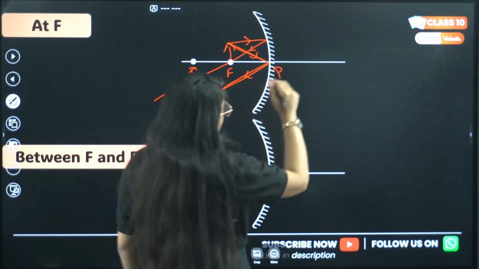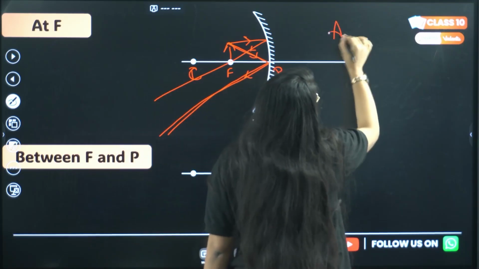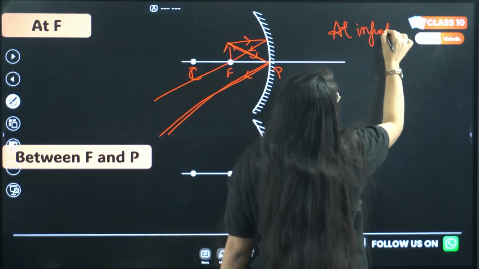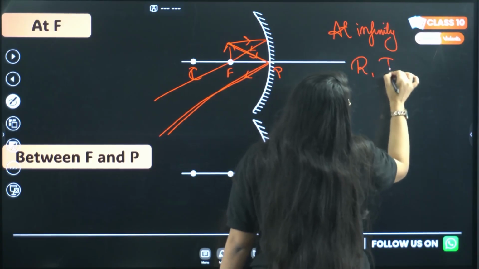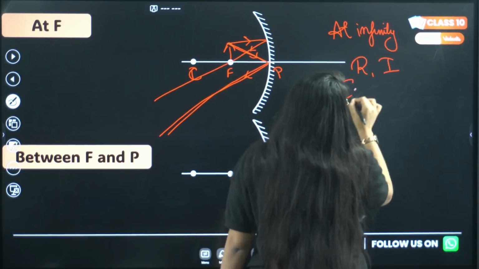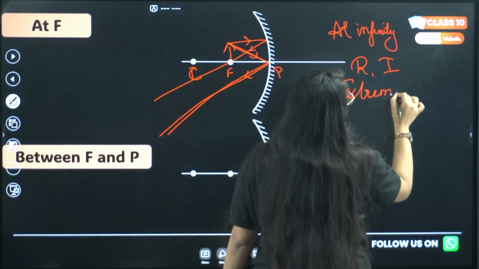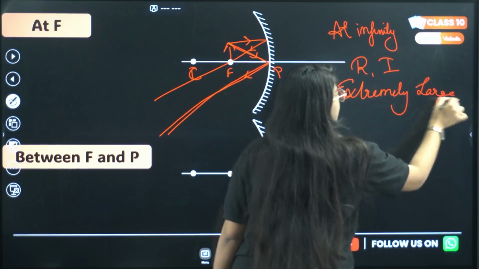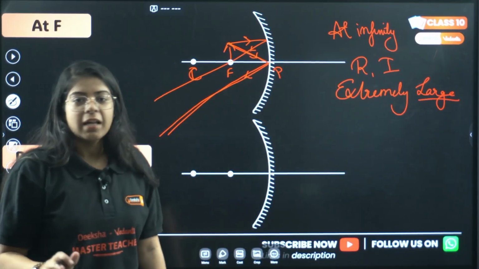Okay. In here, the image is at infinity. Image is at infinity. It's again real and inverted, and it's extremely large. Now at focus, the image will be extremely large. Correct? Till now it's true.